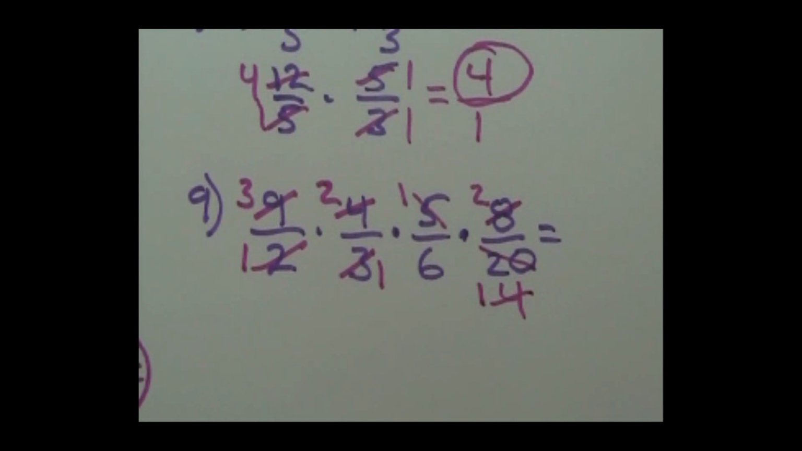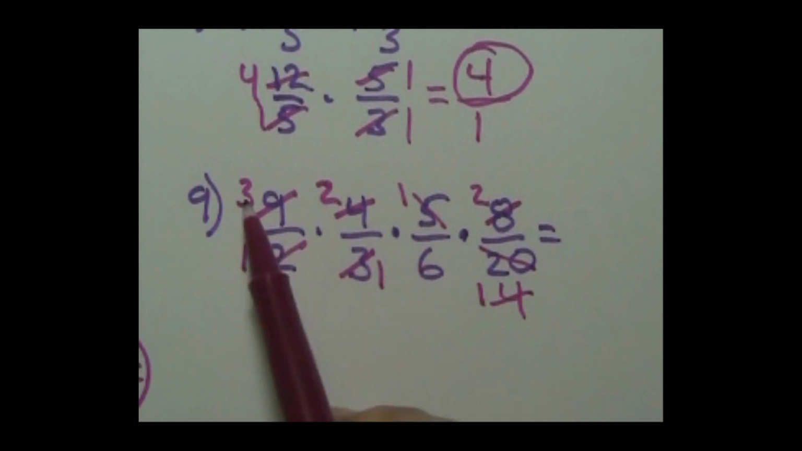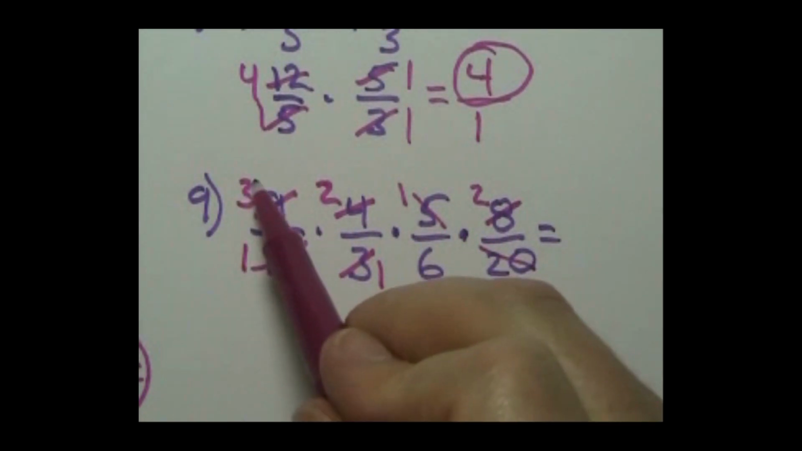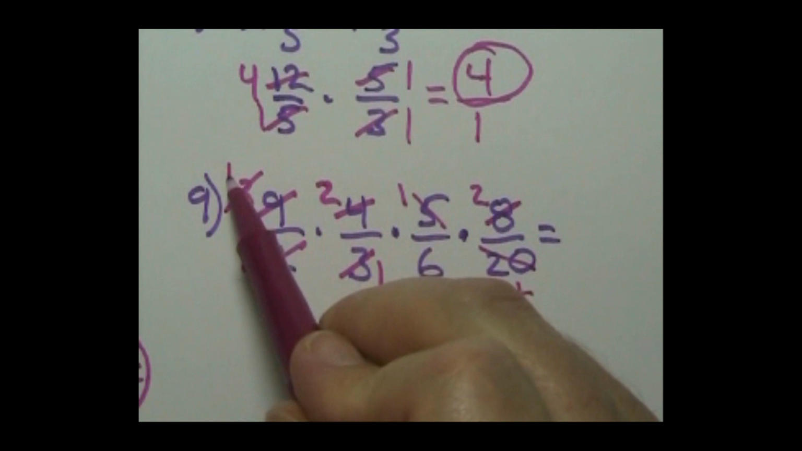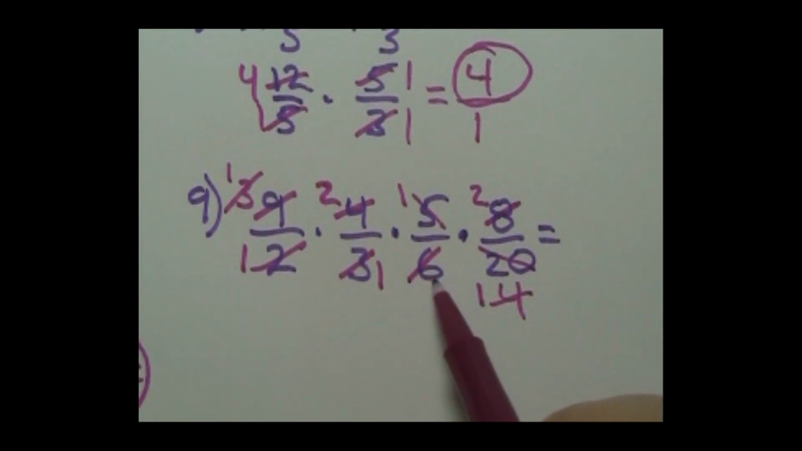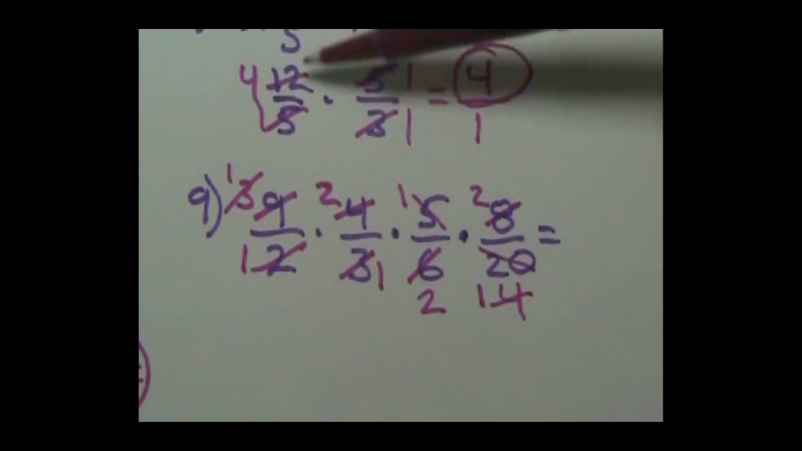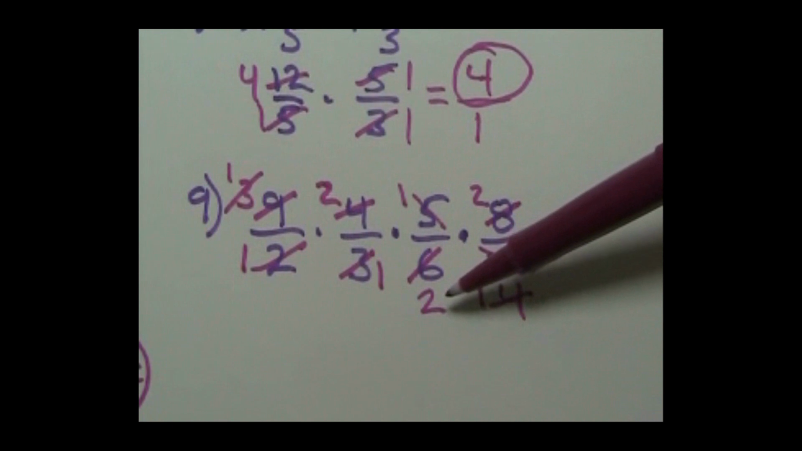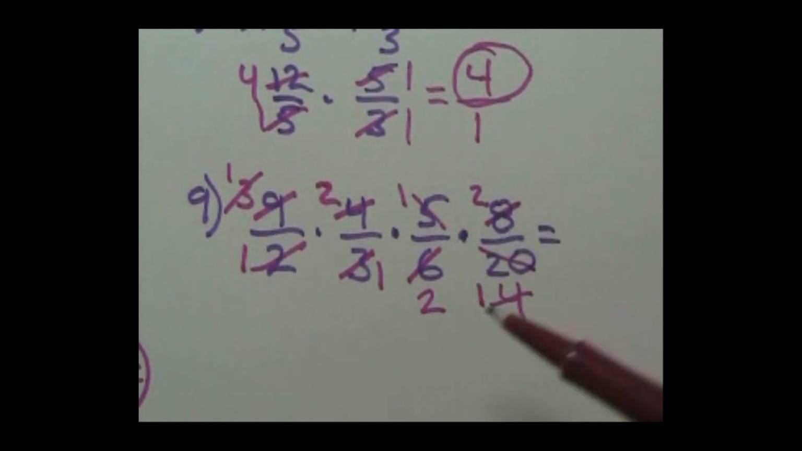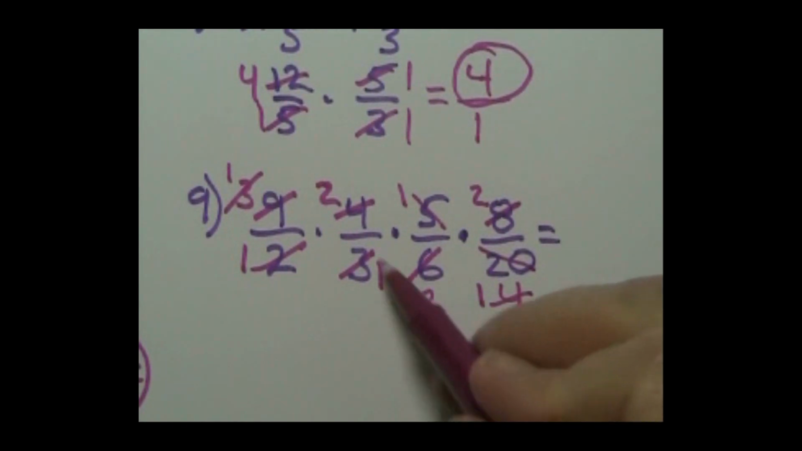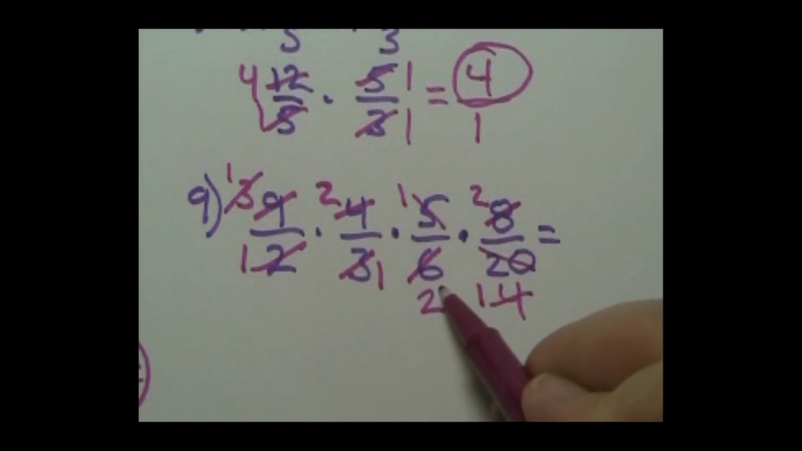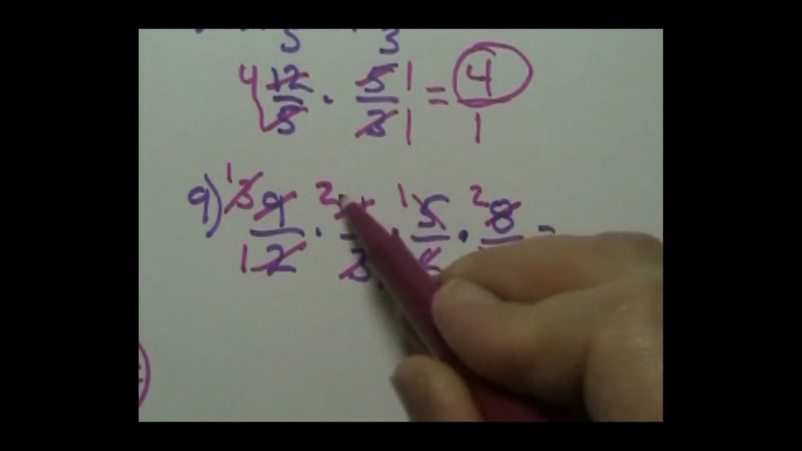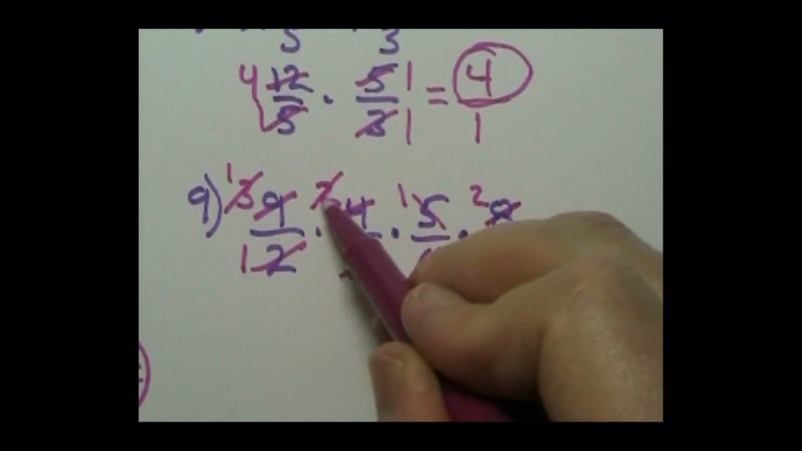All right, what else we have? Hey, look, I have 3 and 6. 3 goes into 3 once, and 3 goes into 6 twice. So what's left? I have a 2 on top, and a 2 on the bottom. So we can just reduce those, and it doesn't matter which 2 you go with. 2 will go in here once, and 2 goes in here once.